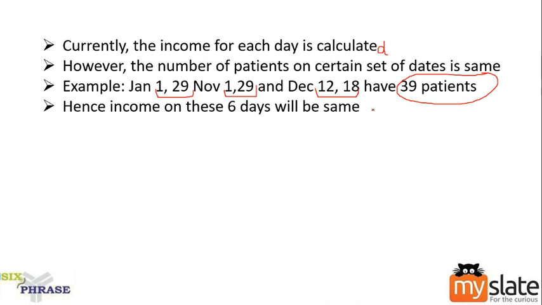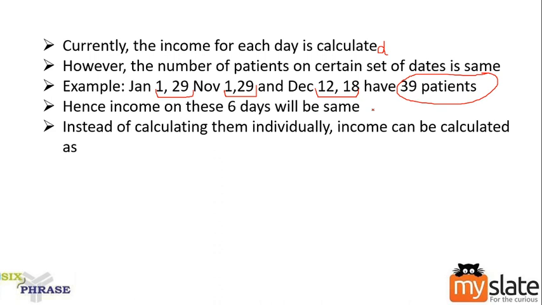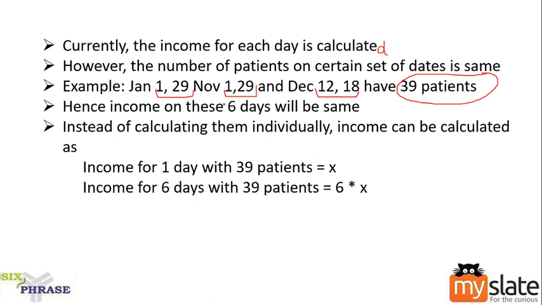Okay, this is the optimization we are going to do further. Instead of calculating them individually, we can calculate them as, look at it, income for one day with 39 patients is X. Now how many days will have the same patients? 6 days will have the same number of patients. So income for 6 days with 39 patients is 6 into X.